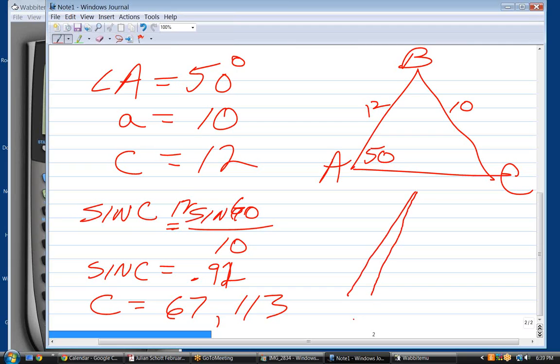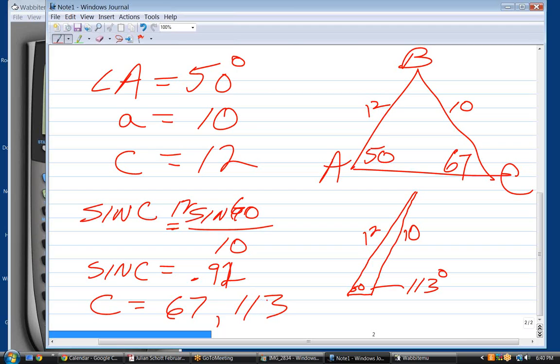Like this. Where this is still 50. This is still 12. This is still 10. Only in one case, that's 67 degrees. And in the other case, it's 113 degrees. You with me? Yes.